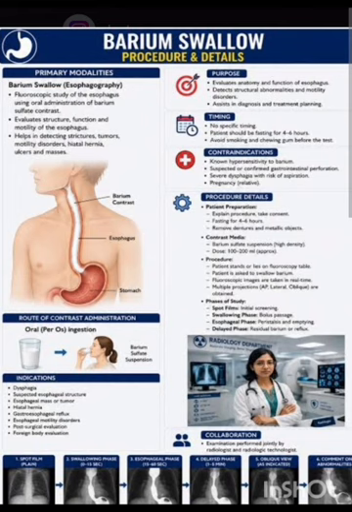Patient preparation. No special patient preparation is required. Fasting may be employed for 2 hours. Patient is instructed not to smoke or chew gum because it prevents the proper coating of the stomach mucosa.